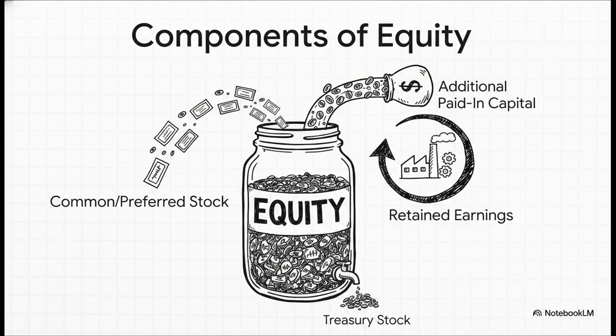Now, this owner's stake is made up of a few different things. You have the initial money that came from selling stock, but for any company that's been around for a while, the real engine of growth here is retained earnings. This is huge. It's the grand total of all the profits the company has ever made and decided to plow right back into the business instead of paying it out to shareholders. Every single dollar here represents a strategic choice to reinvest and grow.